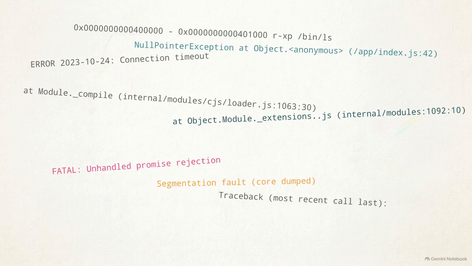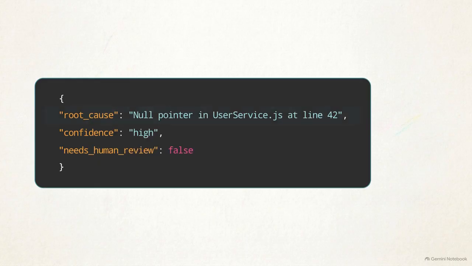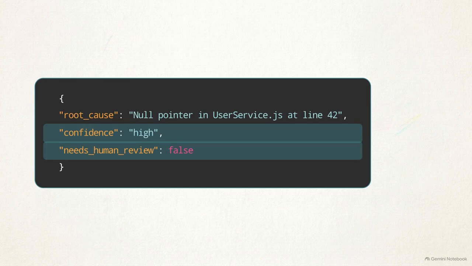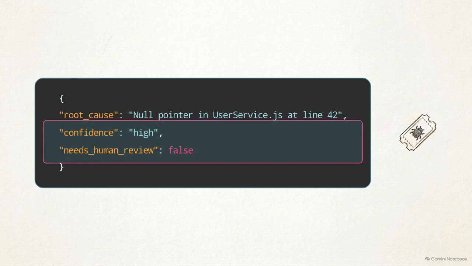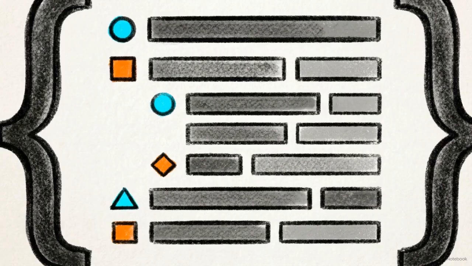Command the AI to output its diagnosis as rigid JSON. The prompt must mandate specific keys, including the root cause, a confidence score, and a needs human review flag. These last 2 fields are the variables that keep this entire workflow safe. Forcing structured JSON outputs turns an LLM into a reliable programmatic software component.